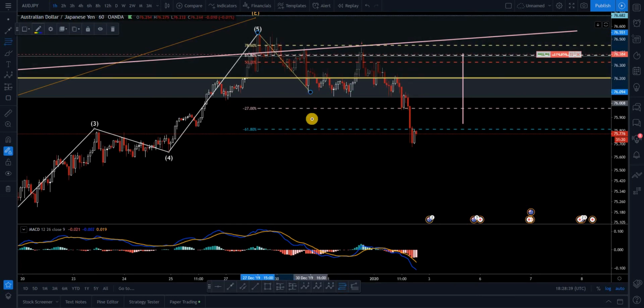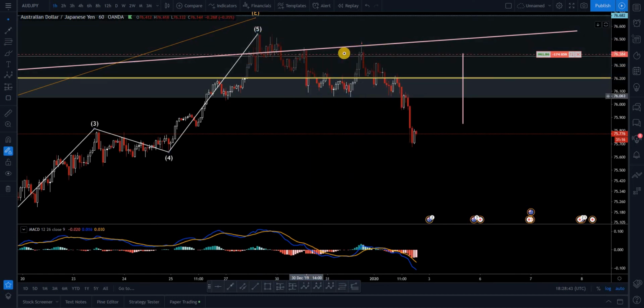That's where we entered the trade, at the 618 retracement of this little move here. It was a set it and leave it. Price has since gone into that area and retraced, and now we're on our way.